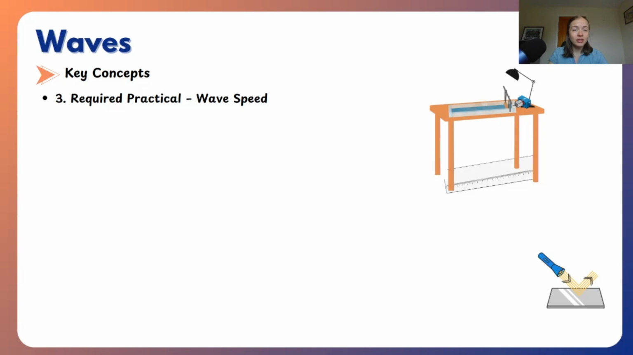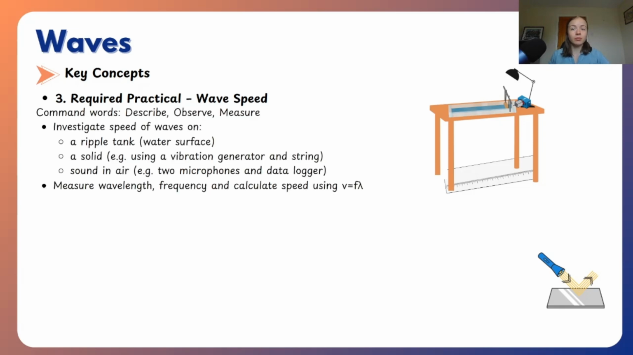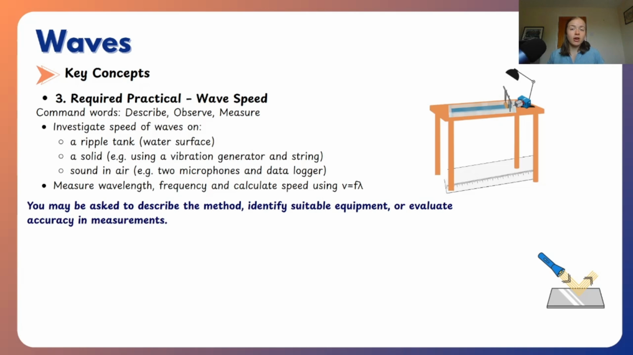So for your required practical, which is wave speed, we have done a practical to investigate the speed of waves on a ripple tank, in a solid, and sound in air as well. So you might be expected to measure the wavelength, frequency and calculate speed using our wave speed equation as well. So you might be asked to describe the method, identify the suitable equipment, or evaluate the accuracy of your measurements, in a similar way as we described when we went through the required practicals earlier.